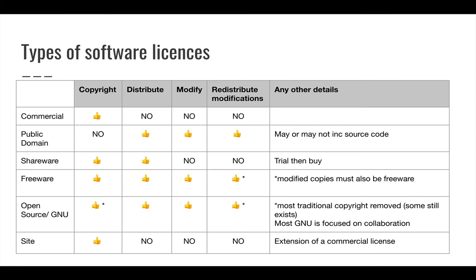Shareware is like the prequel to a commercial license. What a shareware license does is give the user the ability to trial a piece of software and then buy it. Usually at the point of buying, their license changes over from being a shareware to a commercial license. So let me give you an example.